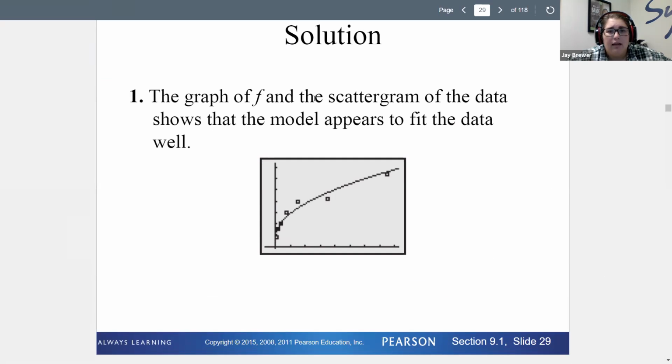The graph of f and the scattergram of the data shows that the model appears to fit well. Obviously, you can see that because look at how many points actually hit the line, okay, or the curve.